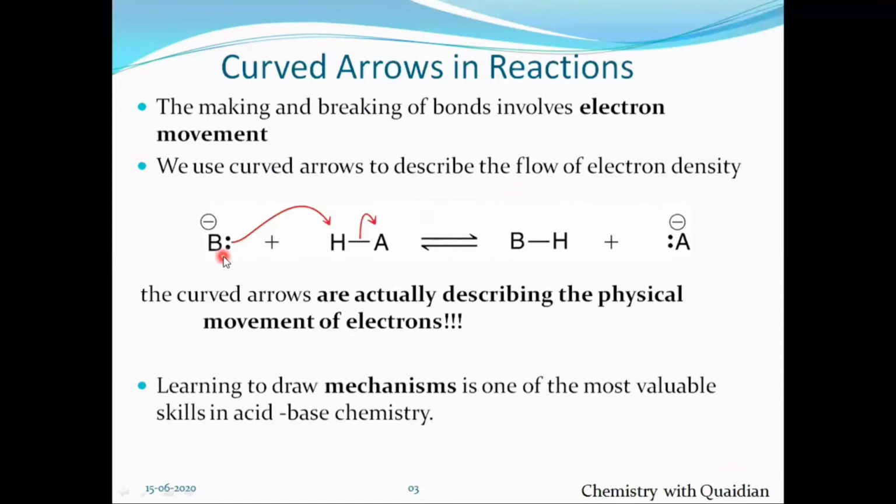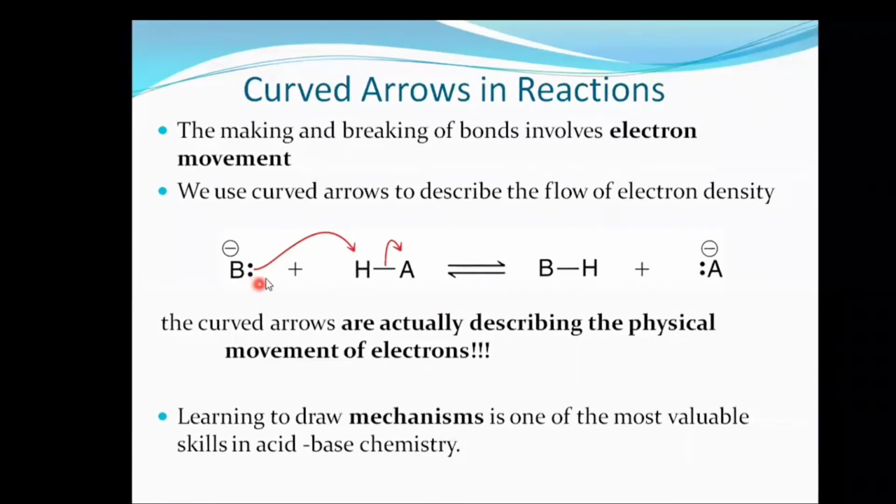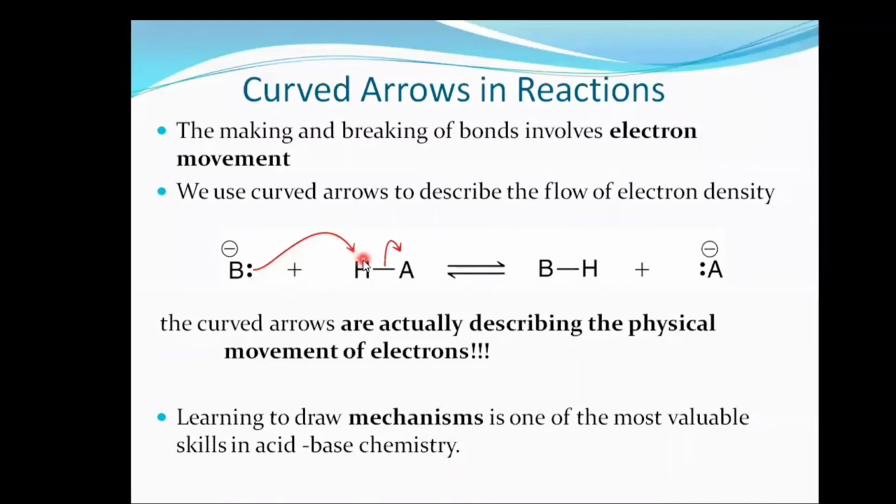Consider this example in which B has a pair of electrons. This pair of electrons is attacking this hydrogen, which is the acidic hydrogen. Now this bond consists of two electrons, we know, and these two electrons both move to this species, and there is a bond formation between B and H, and this is the bond breakage, and only H with the electrons as these two electrons are attacking the hydrogen.